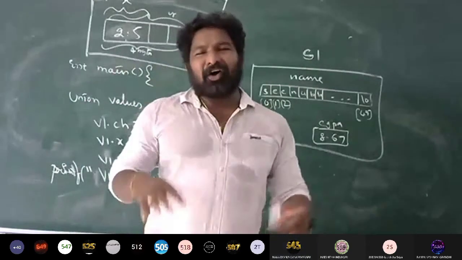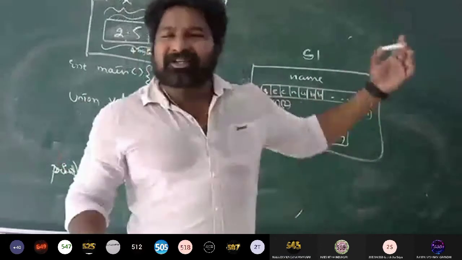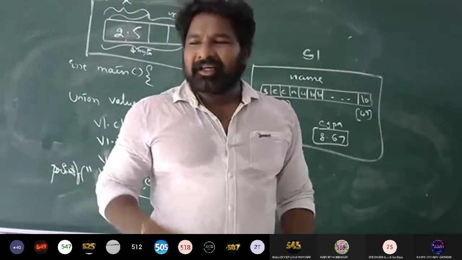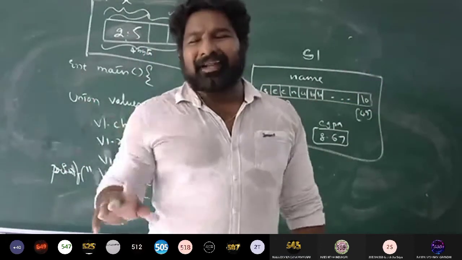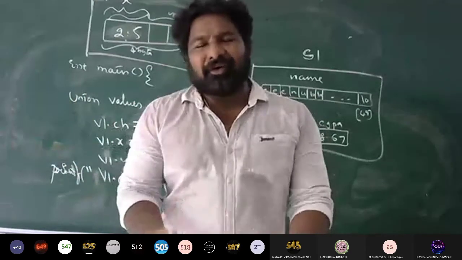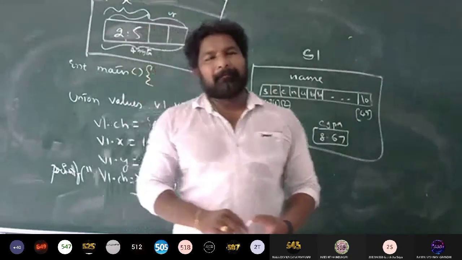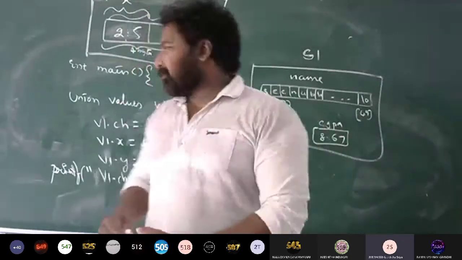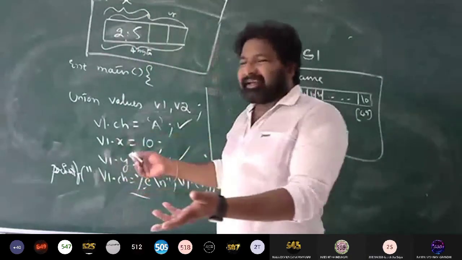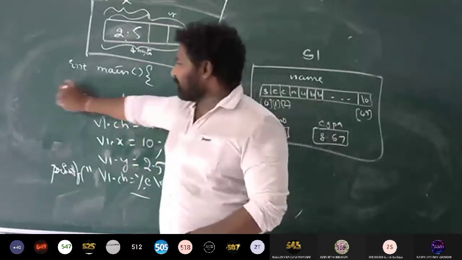If you want that all the values should be present at the same time, go for structures. If you think that I need only the recent value, I don't need any previous values, I use the unions. That is how you select, right? Yes, sir. And all remaining things like the dot operator are the same; only the difference is this one.